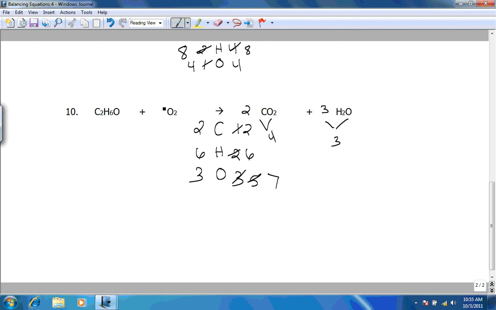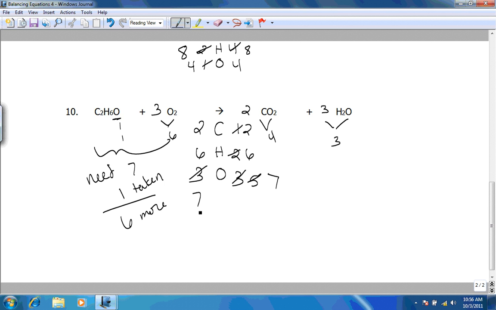So we need to get 7 oxygens on the left. We have 1 of them taken care of with the C2H6O. So that means we need 6 more. So that means I'm going to multiply the O2 by 3 to make that 6. And we have 1 more here to make it 7. And there's your balanced equation. And that is the end of the balancing equations worksheet number 4.